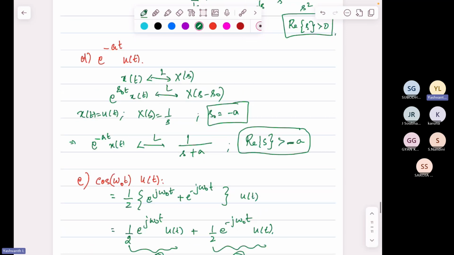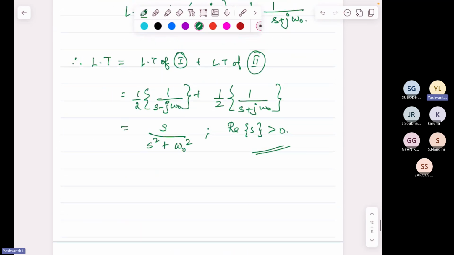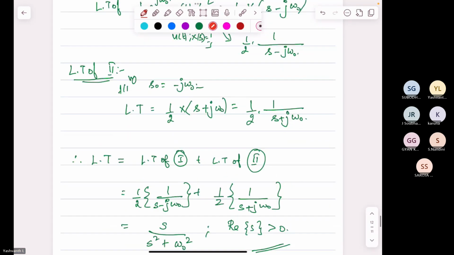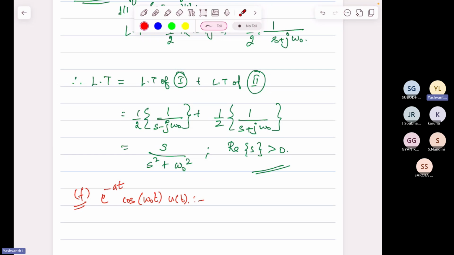Maybe, okay, we have done so far. I'll give homework of one more. You just try it on your own. What is this? This is f(t) equal to e^(−at) cos(ω₀t) u(t). Just try it as homework. Very, very simple. I can tell you the answer right away, but you just try to.